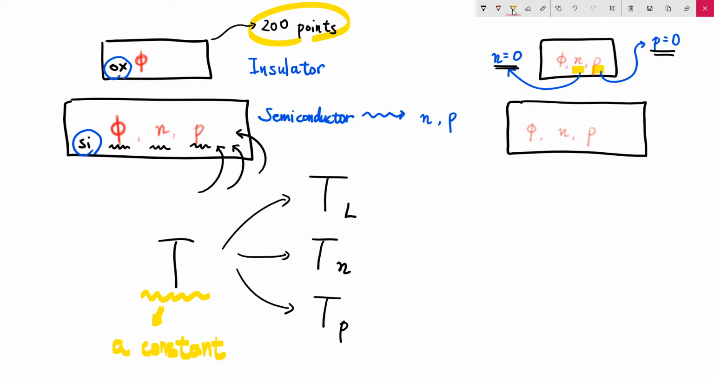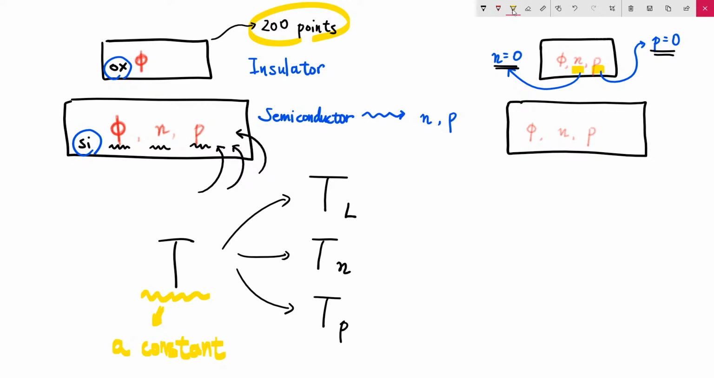So here or here we have always 300 Kelvin. Or if the temperature is elevated, yes, the elevated temperature is applied everywhere. That is our simplest setting for the temperature variable.